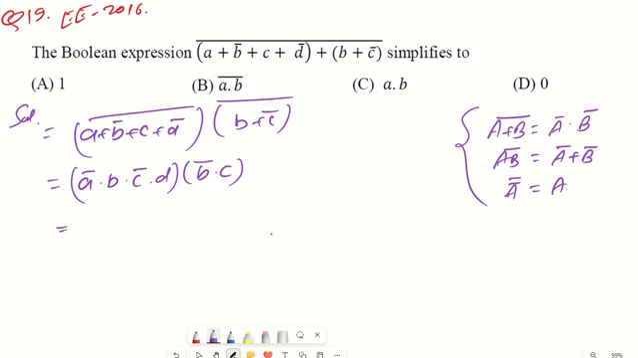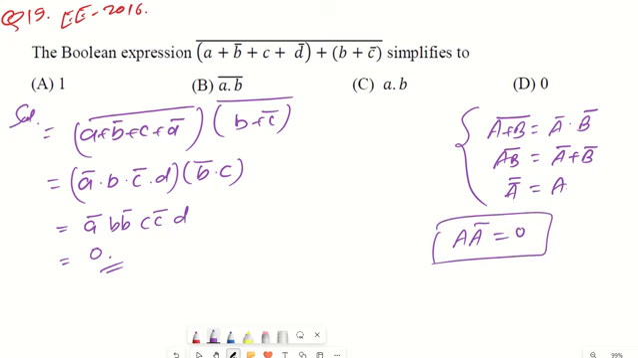Now if you multiply all of them, then we are going to get the simplified version as a bar into b bar into c bar into d, and as you can see, b bar into b is 0, so anything into 0 is 0. Even c bar into c is 0, so anything into 0 is 0, so this is going to give us 0. Understood? So basically you have to understand that variable into variable bar is 0, and this is how you are going to get this particular solution.